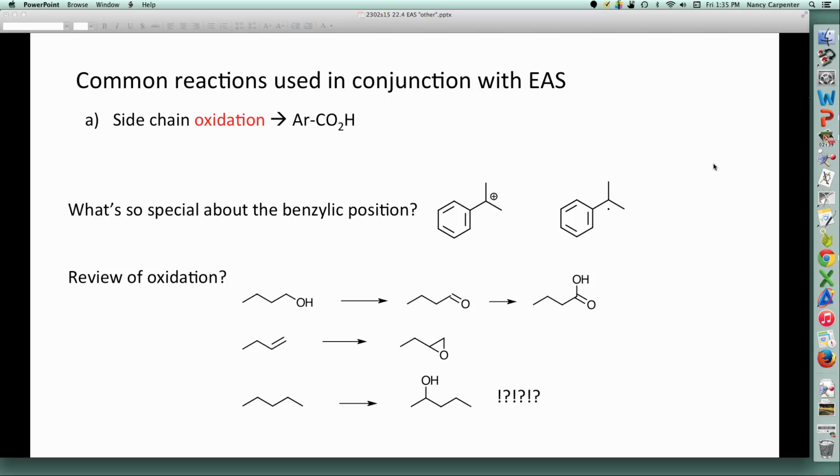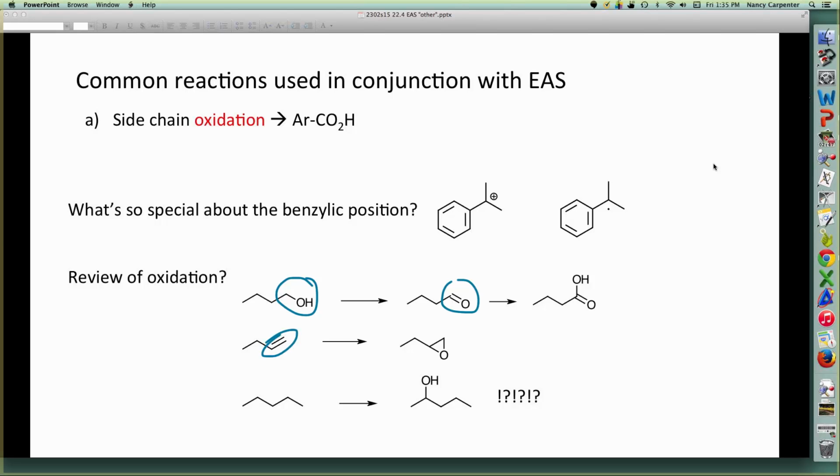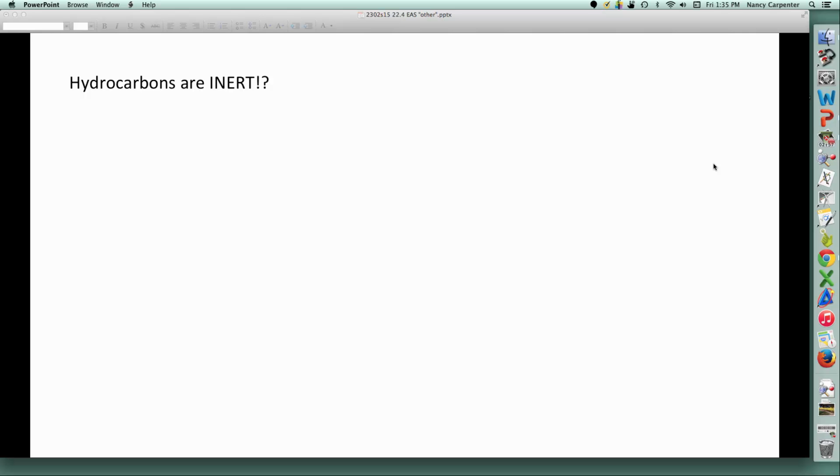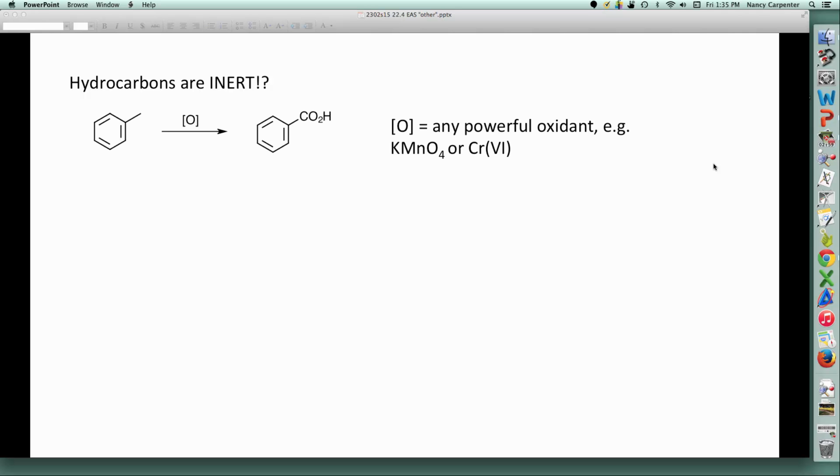But we've never seen a non-functional group molecule like an alkane get oxidized. All these other oxidations have been where there's already a functional group present. So how in the world can this happen? Well, it can happen because we use some kind of incredibly powerful oxidant like permanganate or chromium-6.